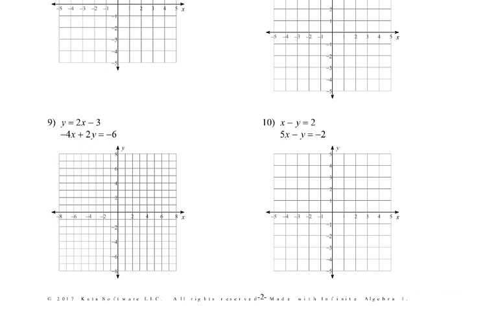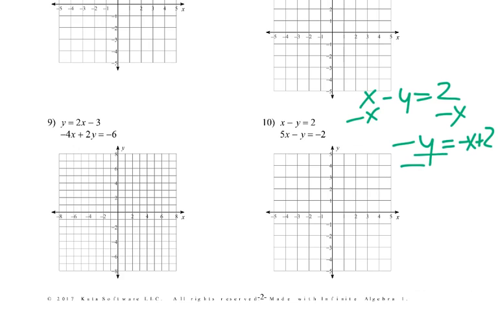So, x minus y equals 2. So we solve for y. Negative y equals negative x plus 2. Divide by -1. We have positive y equals positive x minus 2. So go down to -2. That's like 1x, so it's like 1/1. So up 1 to the right 1. Or down 1 to the left 1.